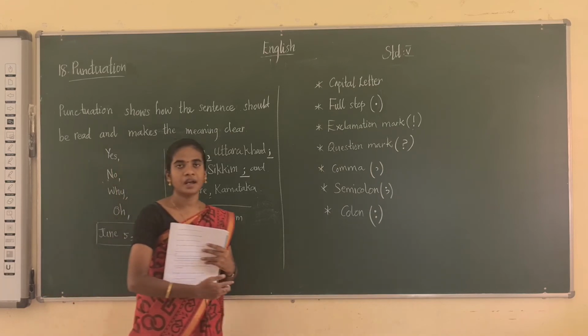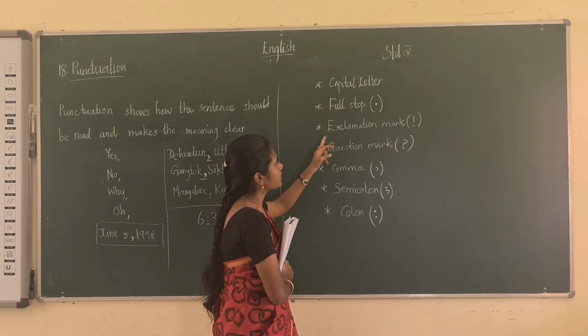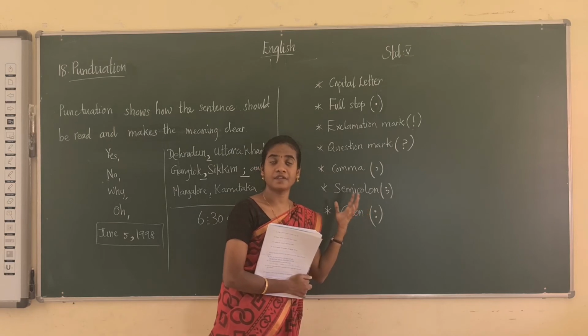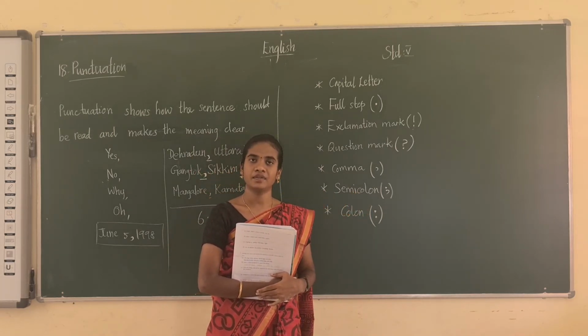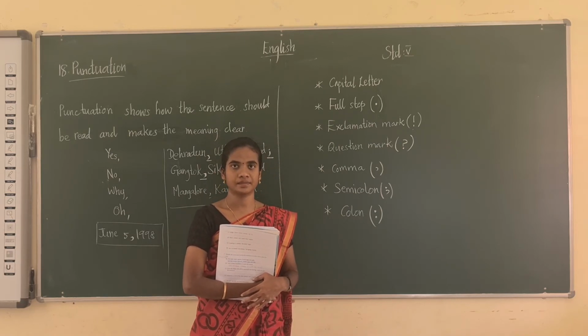So what are the punctuation marks we have learned today? That is capital letter, full stop, exclamation mark, question mark, comma, semicolon and colon. And also we have seen the function, in which place we have to use these punctuation marks, like that we have discussed in this class. Now we shall do the book exercise.